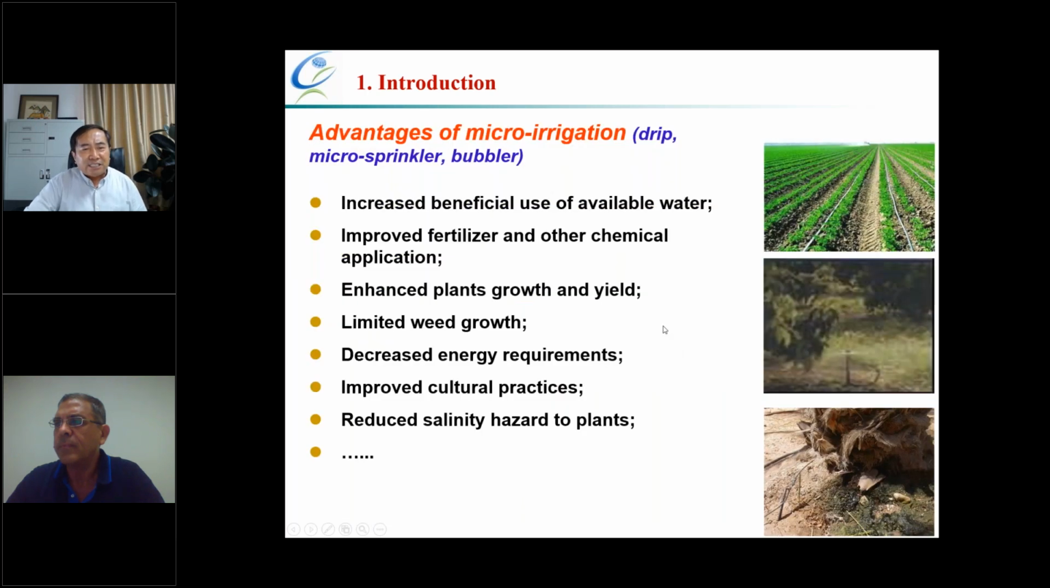So the advantages of micro-irrigation include: first, increase the beneficial use of available water. Second, include fertilizer and other chemical application. Third, enhance plant growth and yield. Fourth, limited weed growth, decrease the energy requirements, improve the cultural practices, and reduce the salinity hazard to plants.